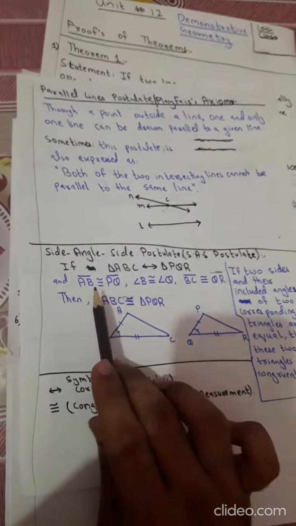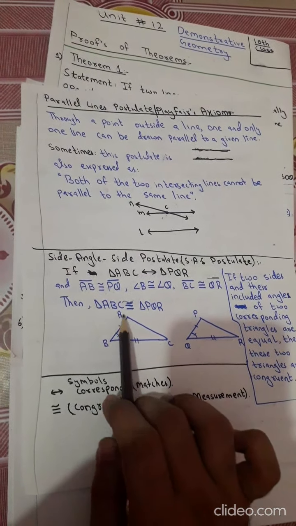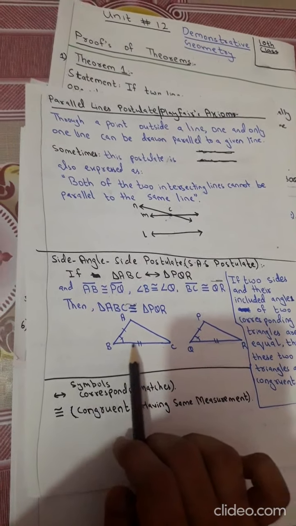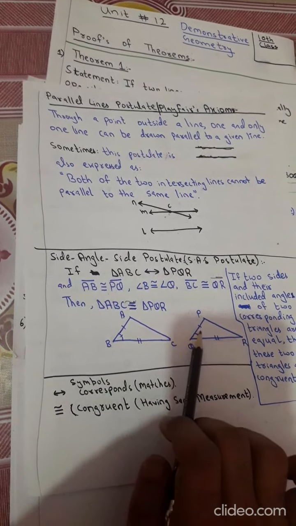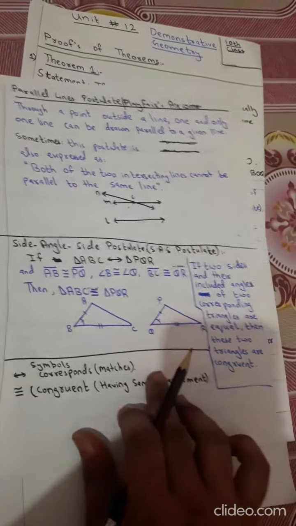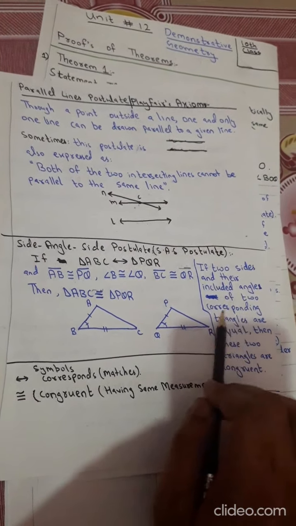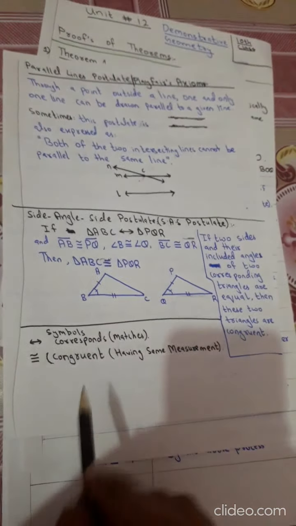I repeat this because it is important: if two sides and one included angle, meaning if two sides and one angle of a triangle are equal, then these triangles are equal in all measurements. If two sides and their included angle of the corresponding triangles are equal, then these two triangles are congruent. These two triangles will be congruent.